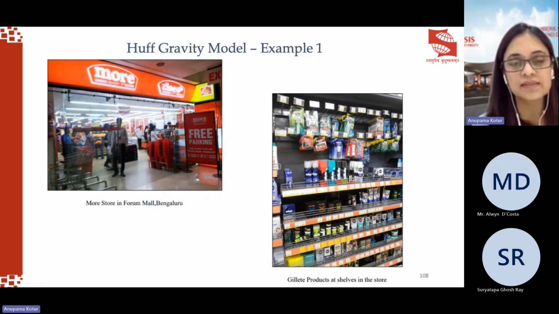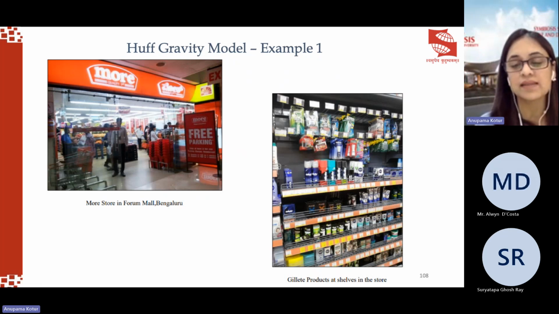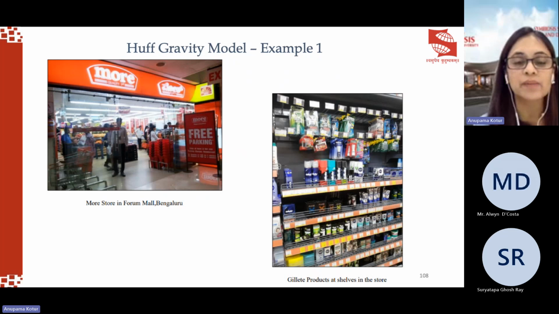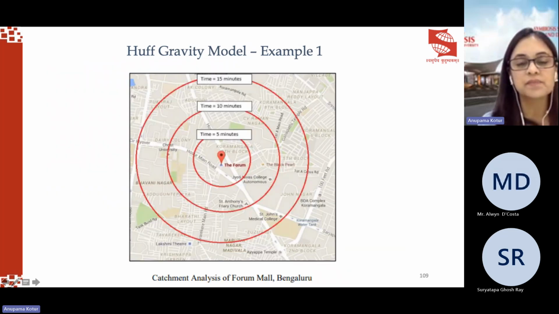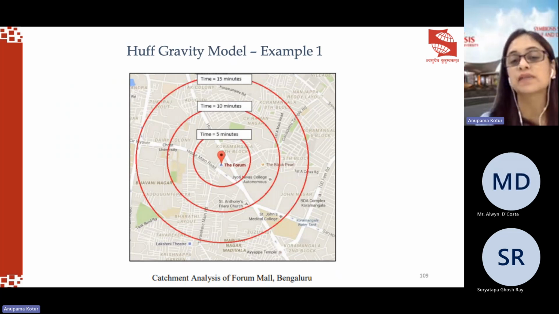So this More store that's in that particular mall is looking at adding a new category of products, and in this case it's Gillette men's grooming products, shaving products, etc. So this particular mall, this is what the trade area, the catchment analysis of the Forum Mall in Bangalore looks like. Primary trading area is from, in this case, they have indicated the trading area not in terms of the distance, but the time taken to cover that distance.